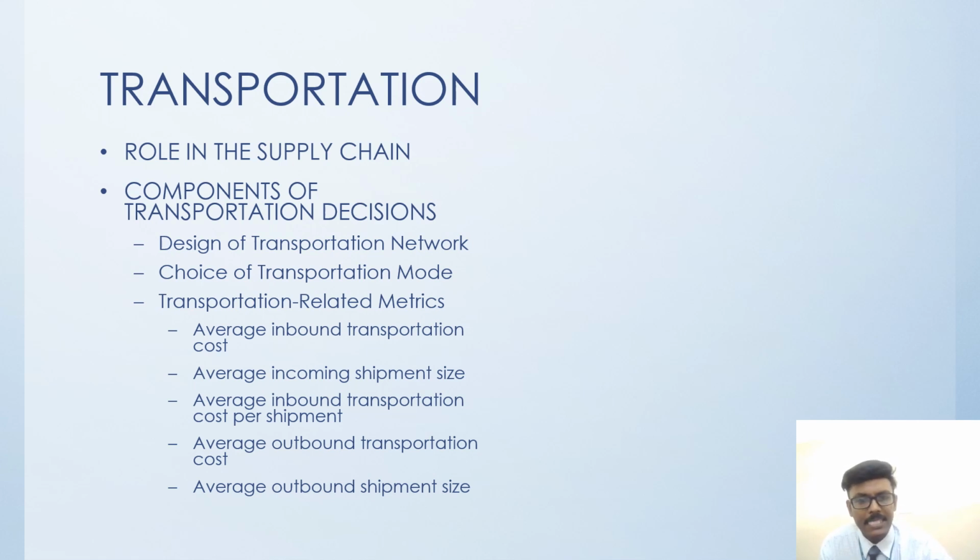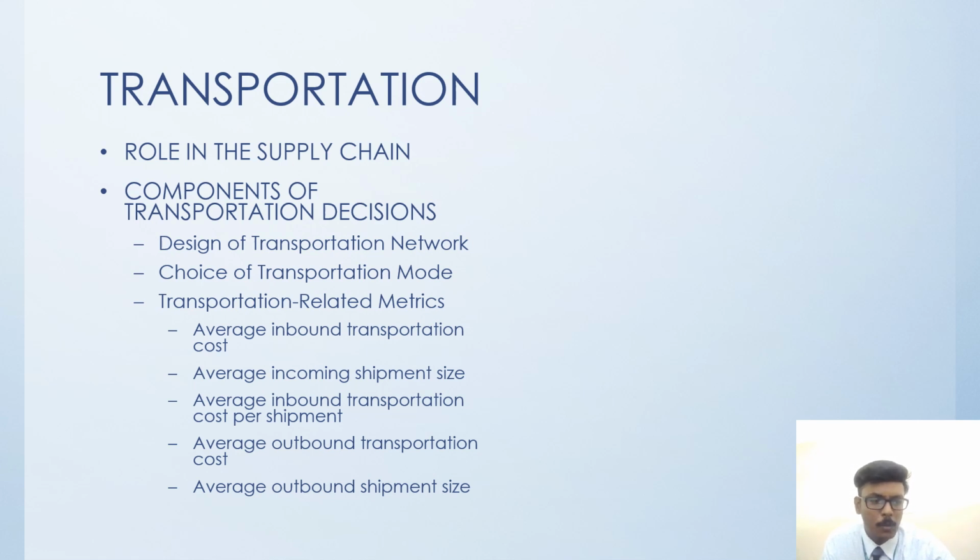Then average incoming shipment size. It measures the average number of units or dollars in each incoming shipment at a facility. So in a facility, the average number of units or dollars per shipment is what comes under average incoming shipment size.